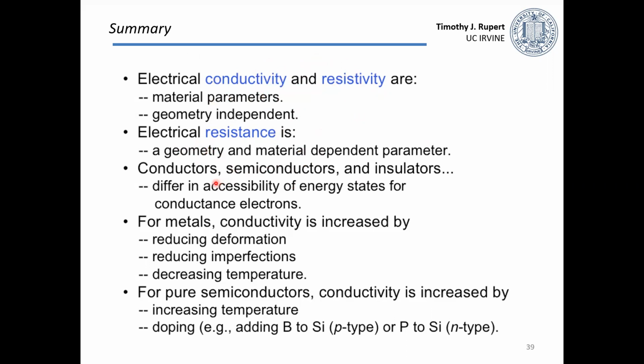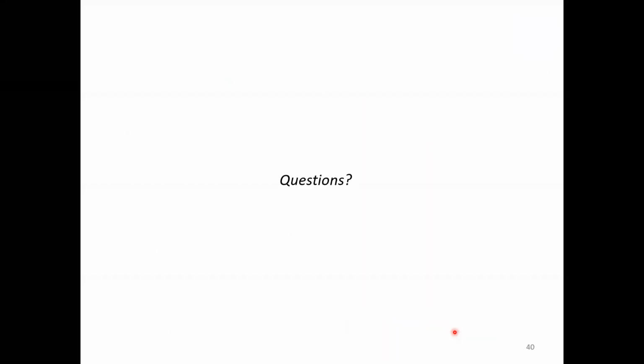When we try to classify materials in terms of these properties, we usually do it in terms of conductors, semiconductors, and insulators. And these really differ by the accessibility of energy states for those conductance electrons. For metals, conductivity is increased by reducing deformation, reducing imperfections, and decreasing temperature. For pure semiconductors, conductivity is increased by increasing temperature or even doping. So doping is not always a bad thing. If we add the right type that can make our material p or n-type semiconductor, that can increase our conductivity.